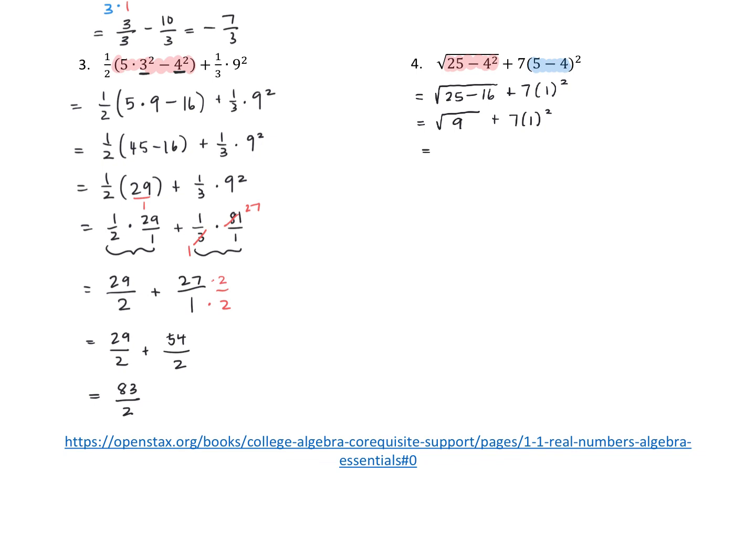Okay, now I'm going to simplify the radical. So the second step is the exponents, and remember that means any exponents or radicals. So the square root of 9 is 3 plus 1 squared, that's the exponent I want to do, so bring down the 7, and then 1 squared is just 1. 1 times 1 is 1. Multiplication and division are next. So you'll see 7 times 1 is the only multiplication step I have. So I can multiply and get 7. And then I'm simply going to add 3 plus 7 and get the 10.